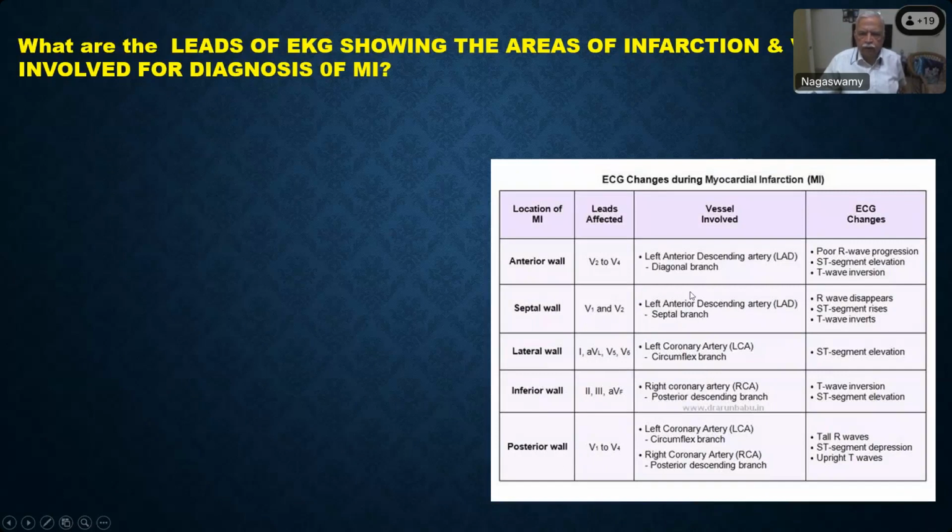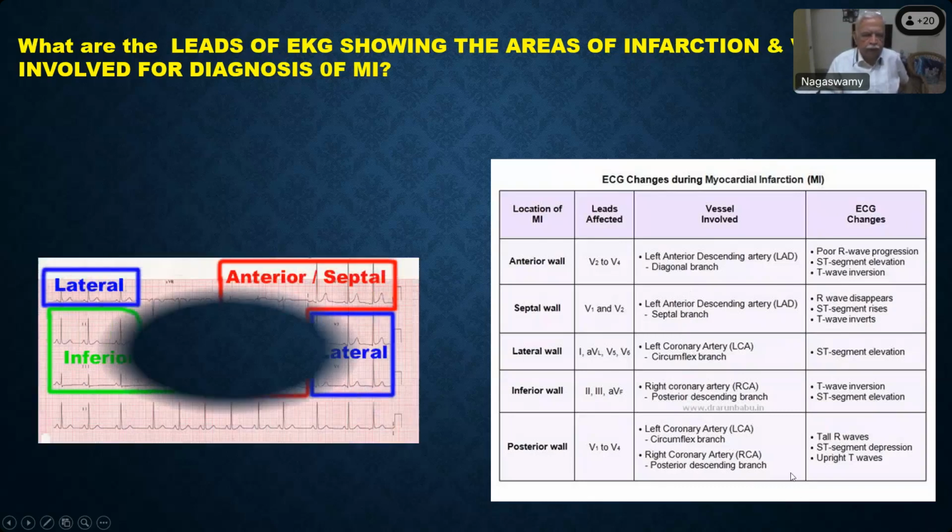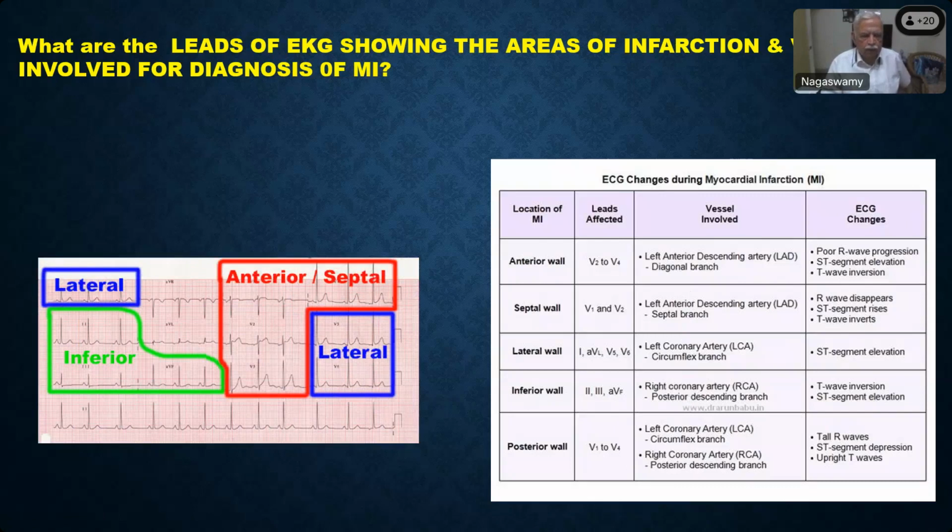So the left vessels involved will be mainly the left coronary main branch as well as the left anterior descending, LAD, as well as circumflex. And for the inferior and posterior wall, the inferior is mostly right coronary, and posterior can be both left and right coronary. So these are the changes that you see. And this picture tells you how to identify the changes in the ECG in these leads.